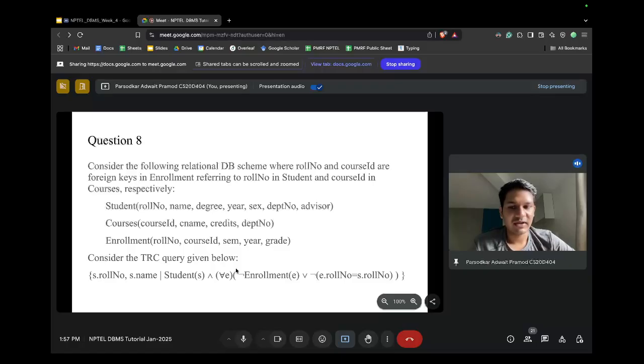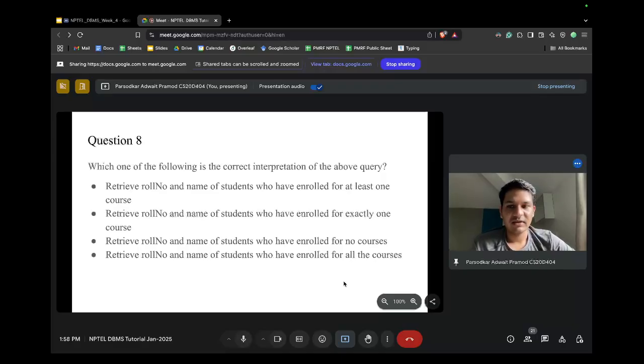Now you are given a TRC query which is s dot roll number and s dot name such that s is a student, and for all e, it is not the case that e is an enrollment, or it is not the case that e dot roll number equal to s dot roll number. The question is, you need to identify the interpretation of the above query.